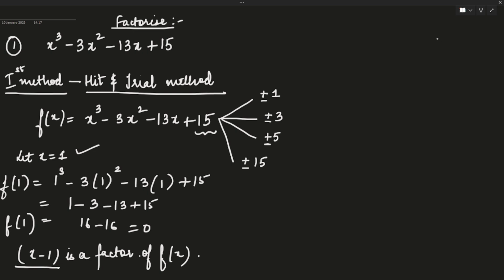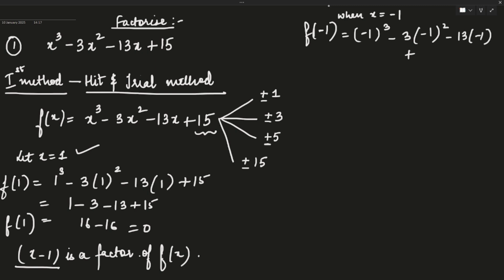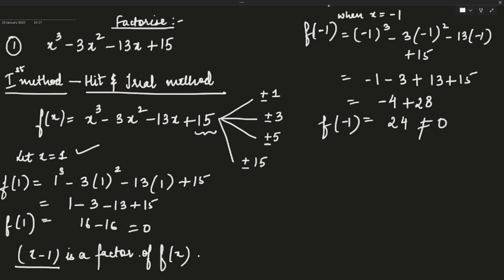Now we'll put x equal to minus 1, and find out if the value of f(x) at x equals minus 1 is 0 or not. So minus 1 cube minus 3 times minus 1 square minus 13 times minus 1 plus 15. This is minus 1 minus 3 plus 13 plus 15. Minus 1 minus 3 is minus 4, and this is 28, so this will be equal to 24. So this is not equal to 0. f of minus 1 is not equal to 0, so x plus 1 is not a factor.